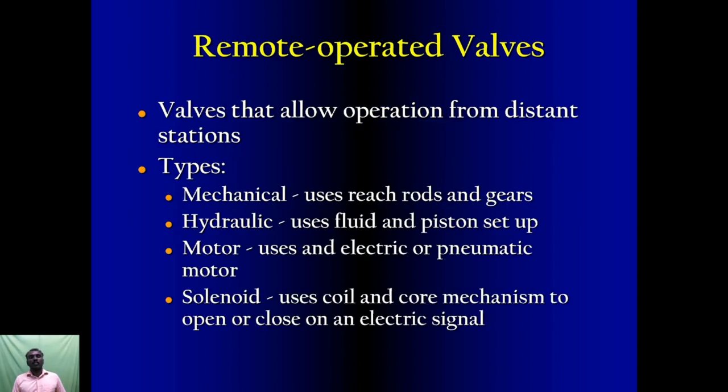Then, remote operated valves that allow operation from distant stations. That means it is called remote operated valves. We have four types. First one is mechanical, second one is hydraulic, then third one is motor, fourth one is solenoid. Then in the first mechanical type, we use reach rods and gears. Then in the hydraulic type, we use fluid and piston setup. Motor, we use the electric or pneumatic motor. The solenoid type, we use coil and core mechanism to open or close on an electric signal. From this, we have four types of valves: mechanical type, hydraulic, motor type, and solenoid type.